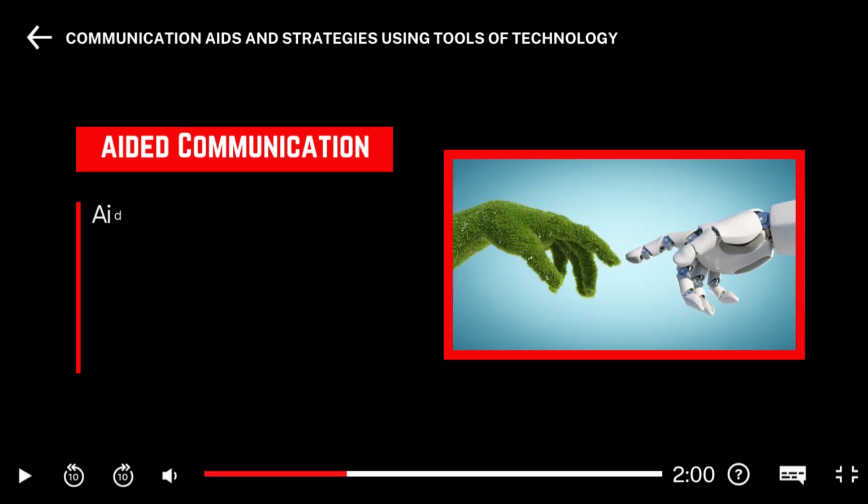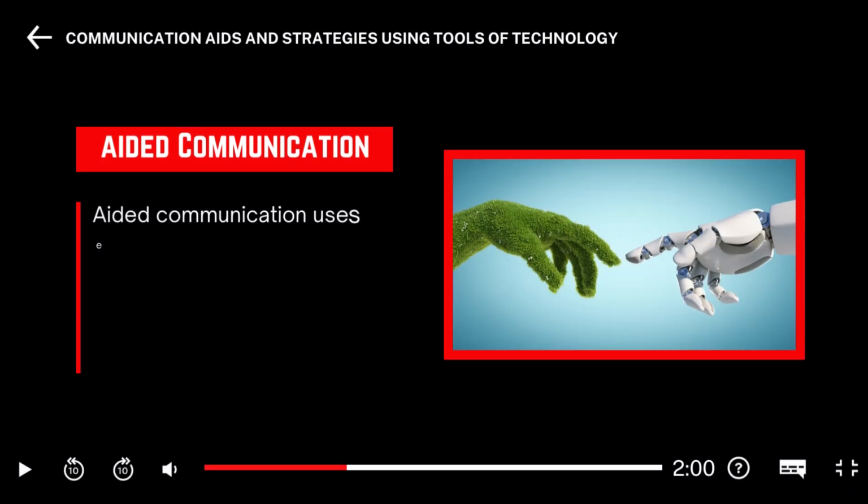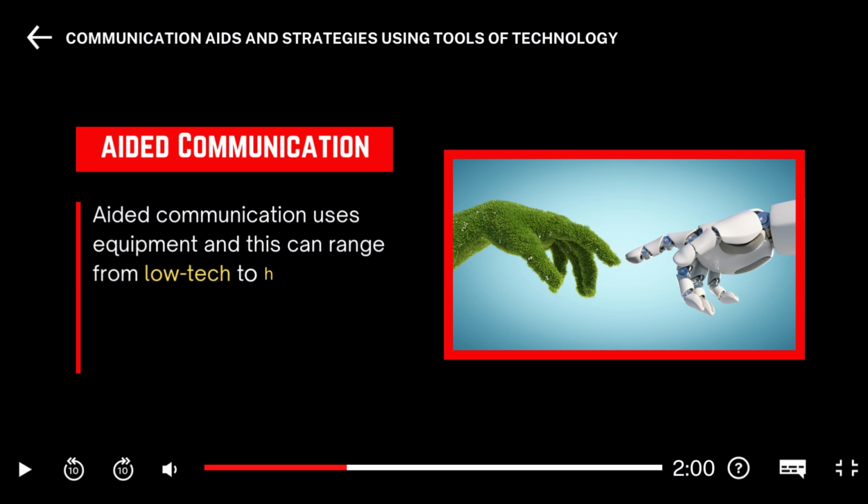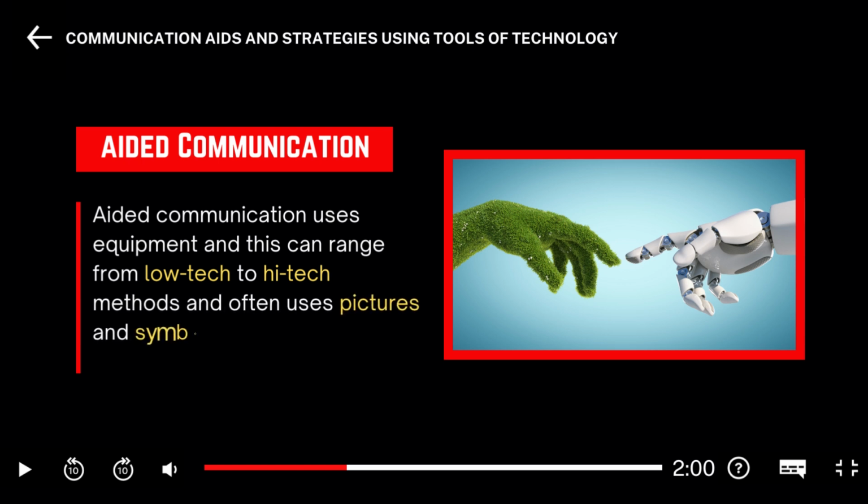So now let's go to the second type of AAC. The second type of AAC is the aided communication. When we say aided communication, it uses equipment and this can range from low-tech to high-tech methods and often uses pictures and symbols instead of or together with words.